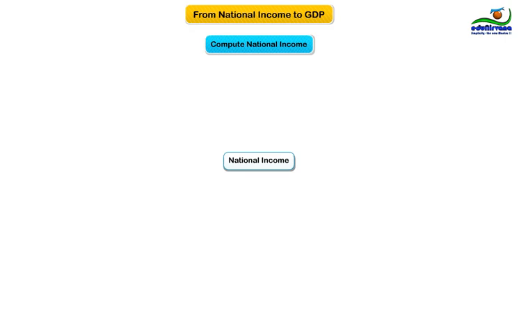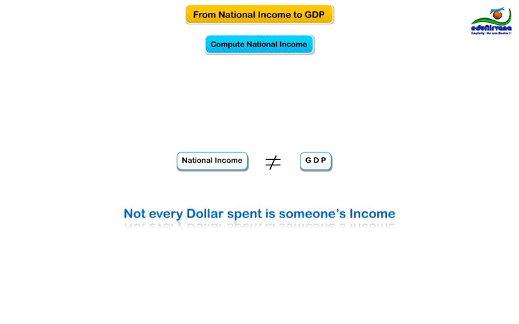After computing national income, you might think that there is nothing else to do, that national income should equal GDP. That's because we naturally think that every dollar spent is someone's income. But when we check the actual figures for national income and GDP, we find that they are not equal. In other words, not every dollar spent is someone else's income.